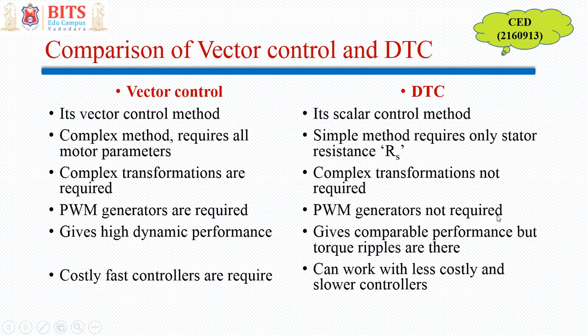Directly switching is done. This gives high dynamic performance, while this is giving you comparable performance, but there are torque ripples. So it's almost vector control like performance, far better than the normal V/F control method, DTC. This one is costly and fast controllers are required. This can work with less costly and slower controllers, right?